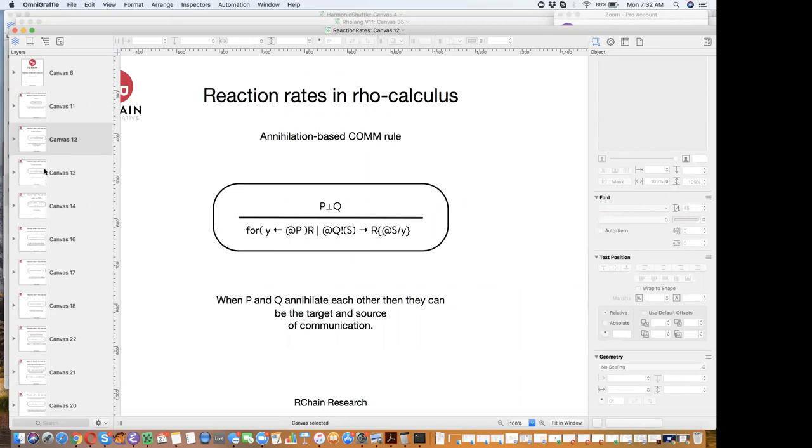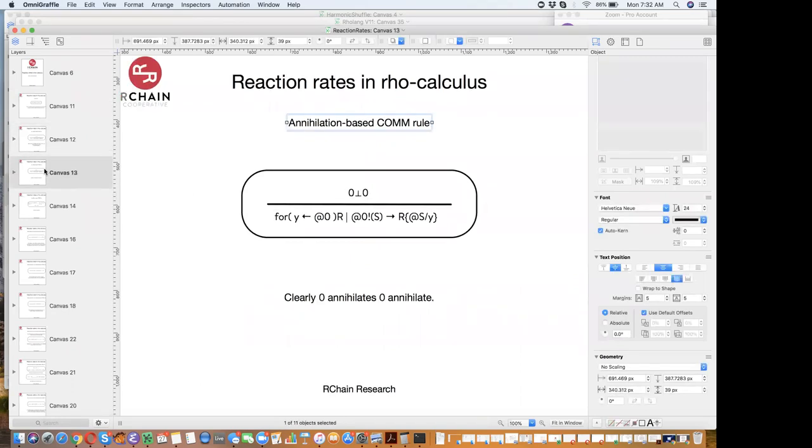And it's obvious that 0 annihilates 0. So you can at least get off the ground. And the reason 0 annihilates 0 is because if you put 0 in par with 0 in 0 steps, that evaluates to 0. So that's the base case of a recursive process that generates an infinite number of source and target names.